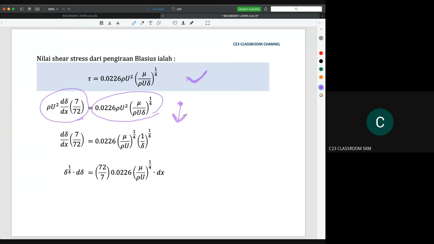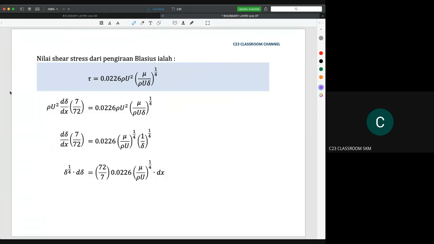So what we need to do is determine the value of delta. We bring everything from the left side to the right side. Now we have d delta dx 7 over 72. We also bring this to the right-hand side, and then we bring the delta to the left side. Then we get delta to the power of 1 over 4 d delta. We bring dx to the right side, and then we have dx here. So I hope you could practice this at home.